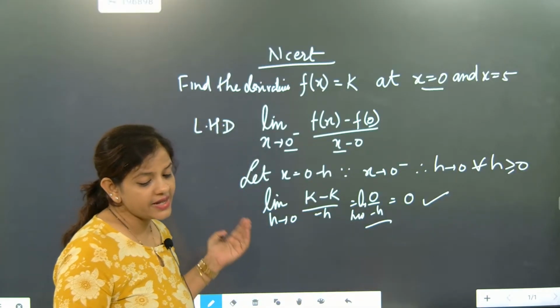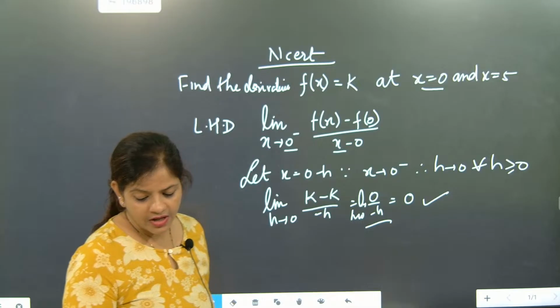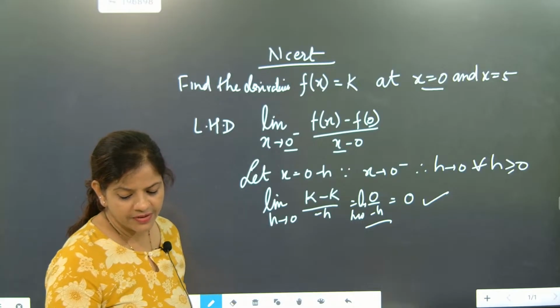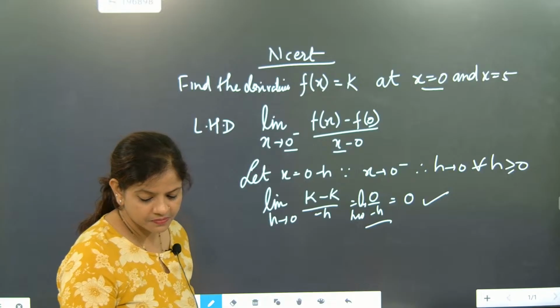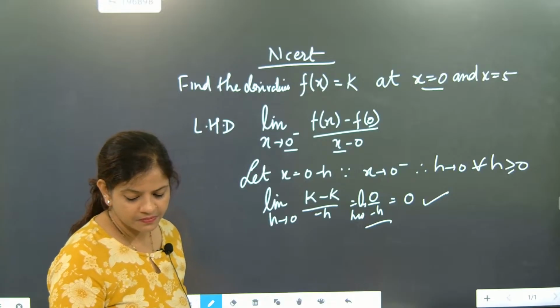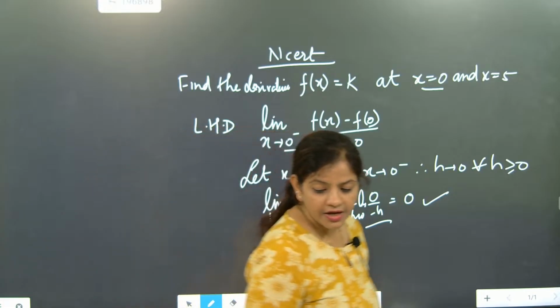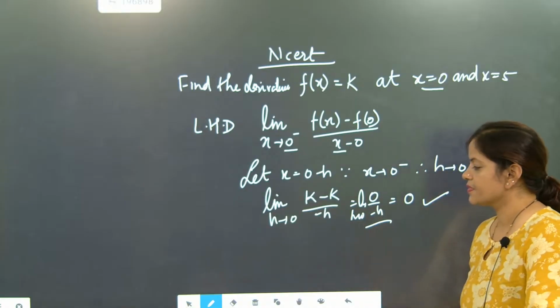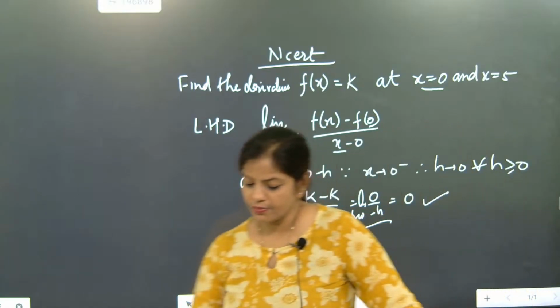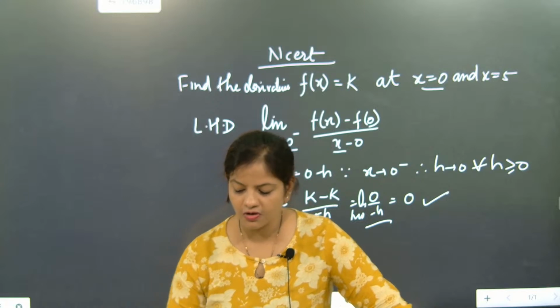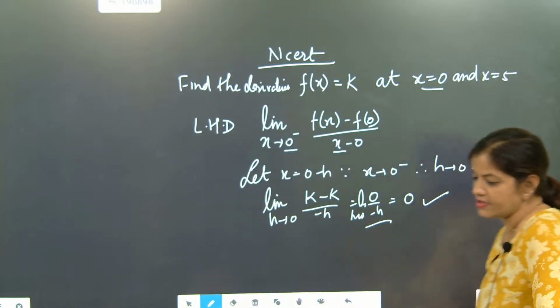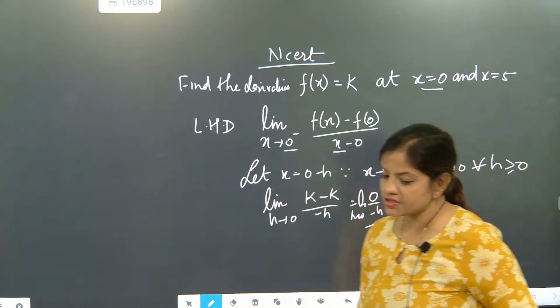So either you can take right hand or you can take left hand. In both the situations it is coming same. Understood? So this is the most important part. In both the situations, beta, it is coming same. So you need to be very careful for solving these type of questions. I hope you might have understood.